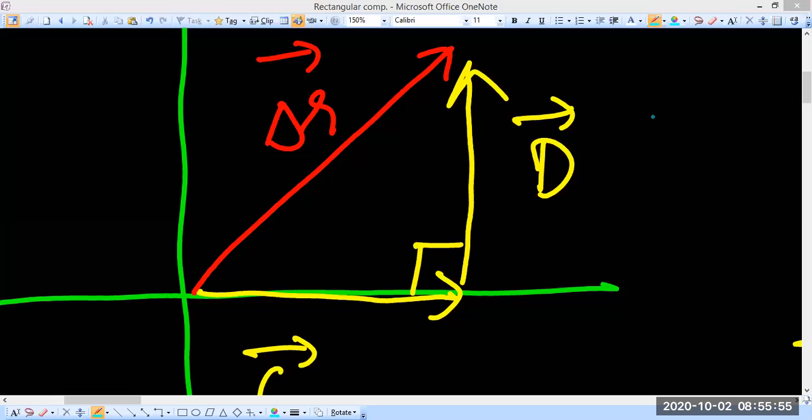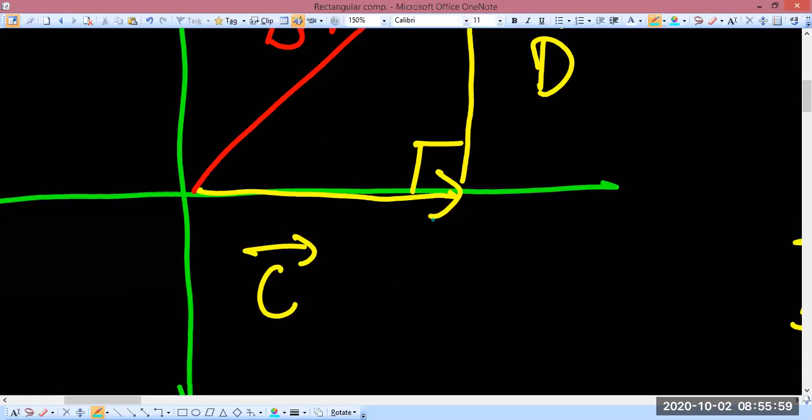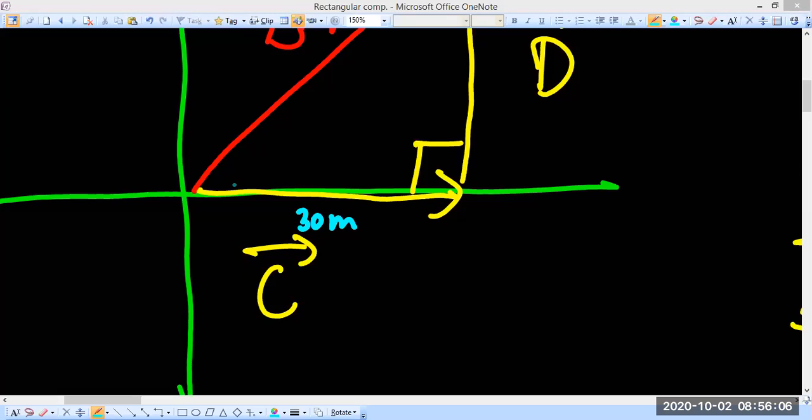Look at C vector. Actually, C vector is 30 meter in length. Listen to this carefully. I explained the meaning of I hat and J hat. We are writing hat because they are unit vectors, and I and J are just letters we have chosen.